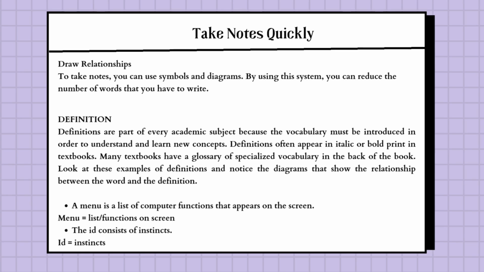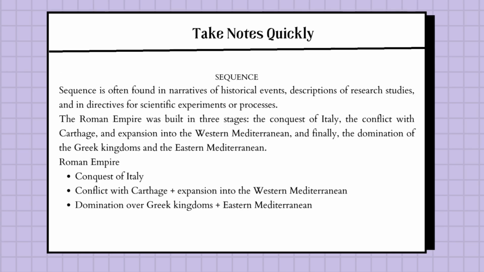A menu is a list of computer functions that appears on the screen. Menu equals list of functions on screen. The id consists of instincts. Id equals instincts. Sequence is often found in narratives of historical events, descriptions of research studies, and in directions for scientific experiments or processes.